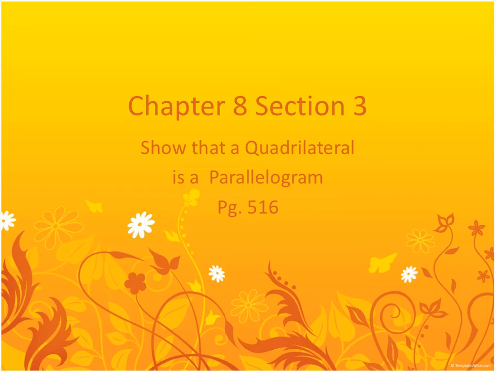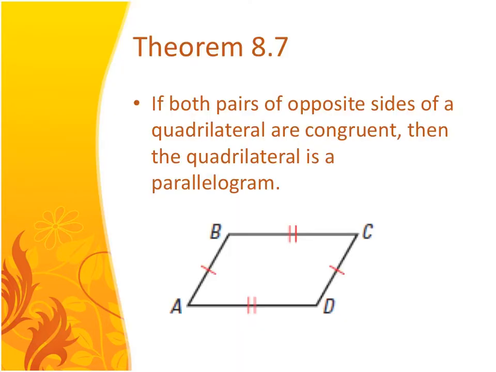Okay, so today we're going to start section 3, and we're going to learn how to show that a quadrilateral is a parallelogram. So what we're going to do today is take all of the theorems that we learned yesterday and flip them to the converse. So let's go ahead and see what they are. Again, the number isn't important to us. You don't need to memorize that it's theorem 8.7. You need to memorize what it says.